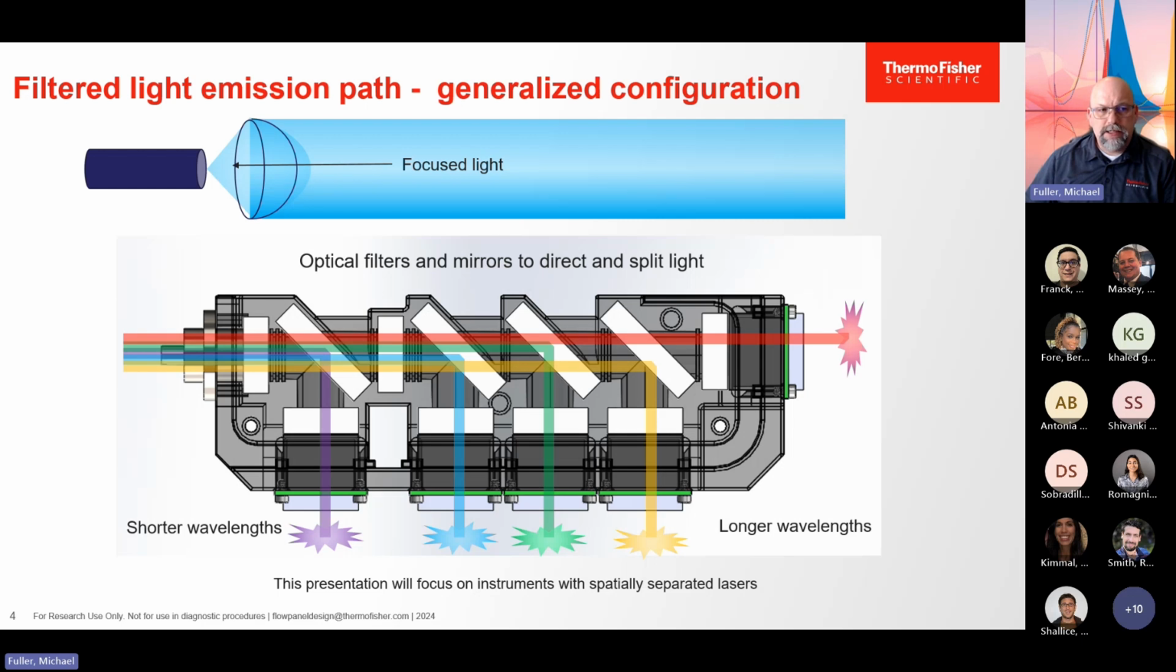So in this case, we can use these directing mirrors to deflect light down through a bandpass filter into the detector. And so using combinations of these filters and mirrors, we can split the light up and send light coming from different fluorochromes to their respective detectors.